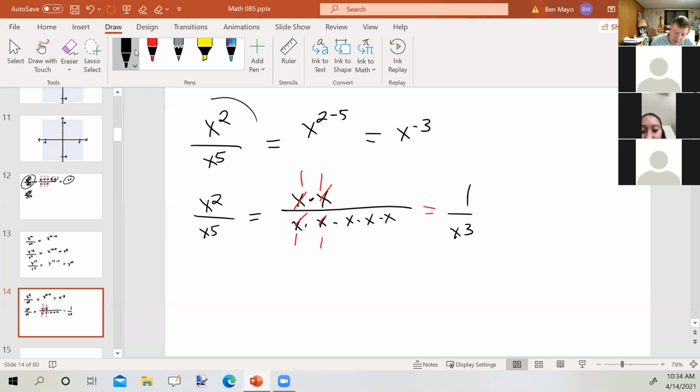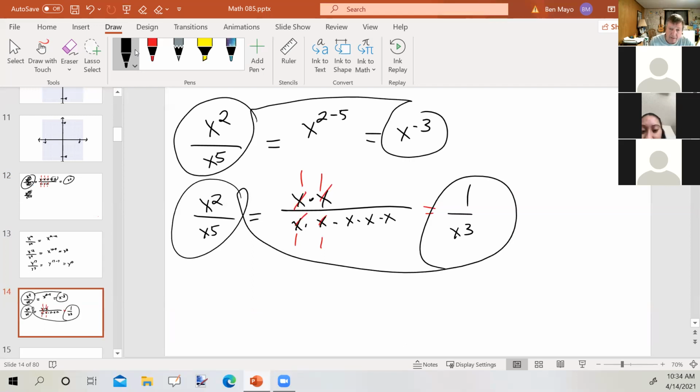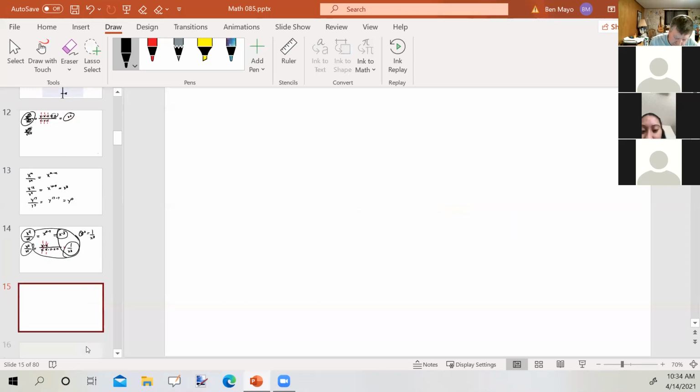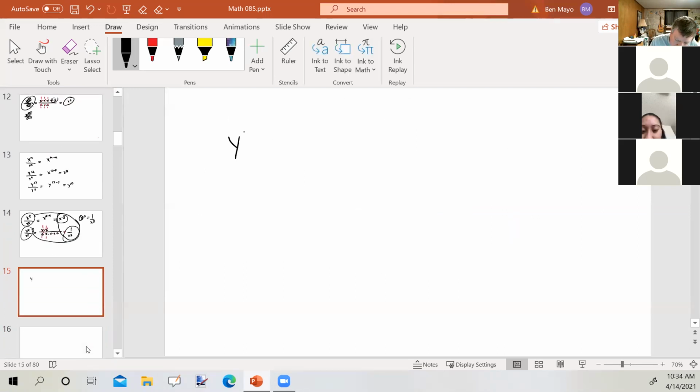Well, if x squared divided by x to the 5th equals that, and the same thing equals that, then doesn't it make sense that these two should be equal? So if x to the negative 3 power equals 1 over x to the positive 3 power, what are we doing? We're taking the reciprocal of the base, 1 over the base, raised to the positive exponent. So we put it on the other side of the fraction bar and change the sign of the exponent. So for instance, let's say I have y to the negative 7th power. That would be 1 over y to the positive 7th power.